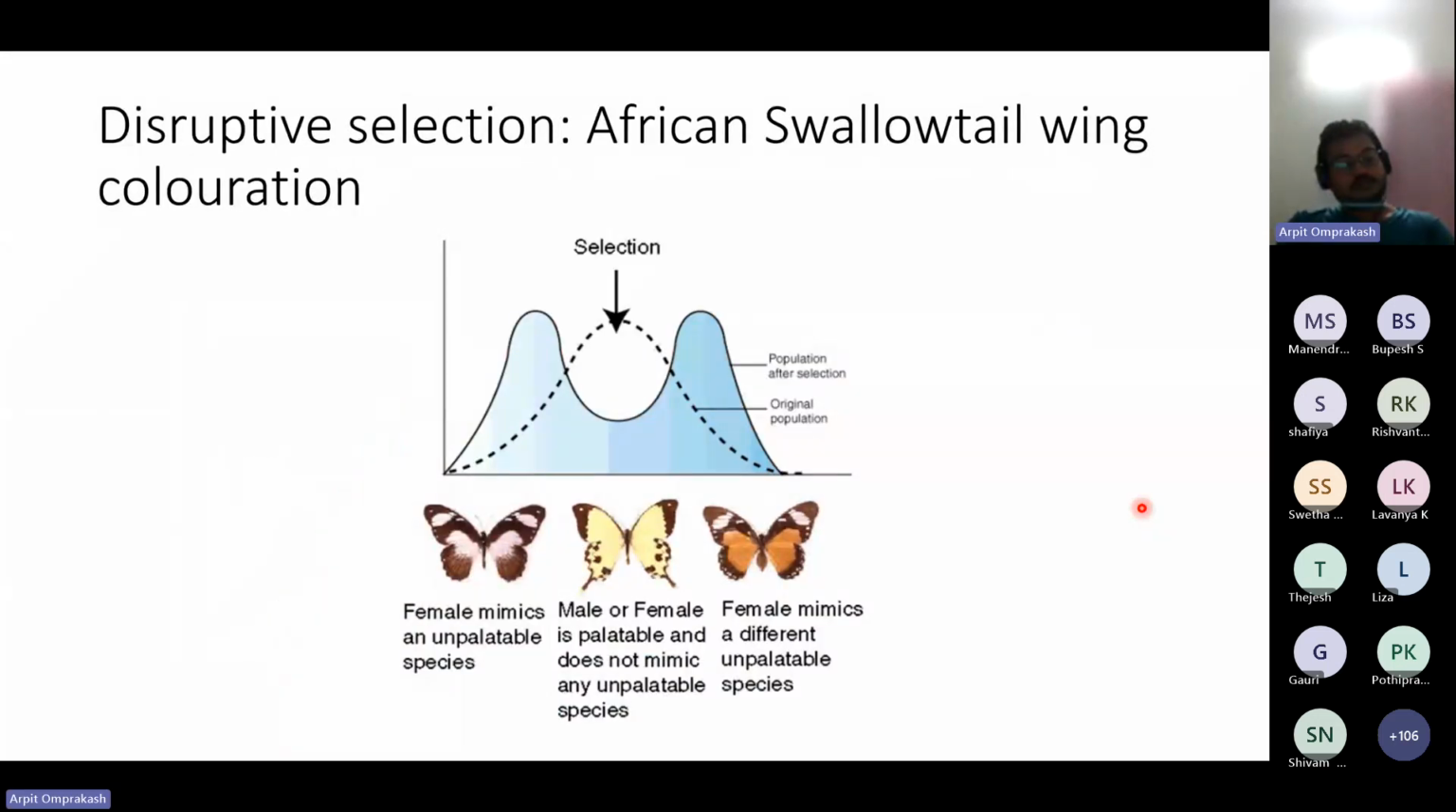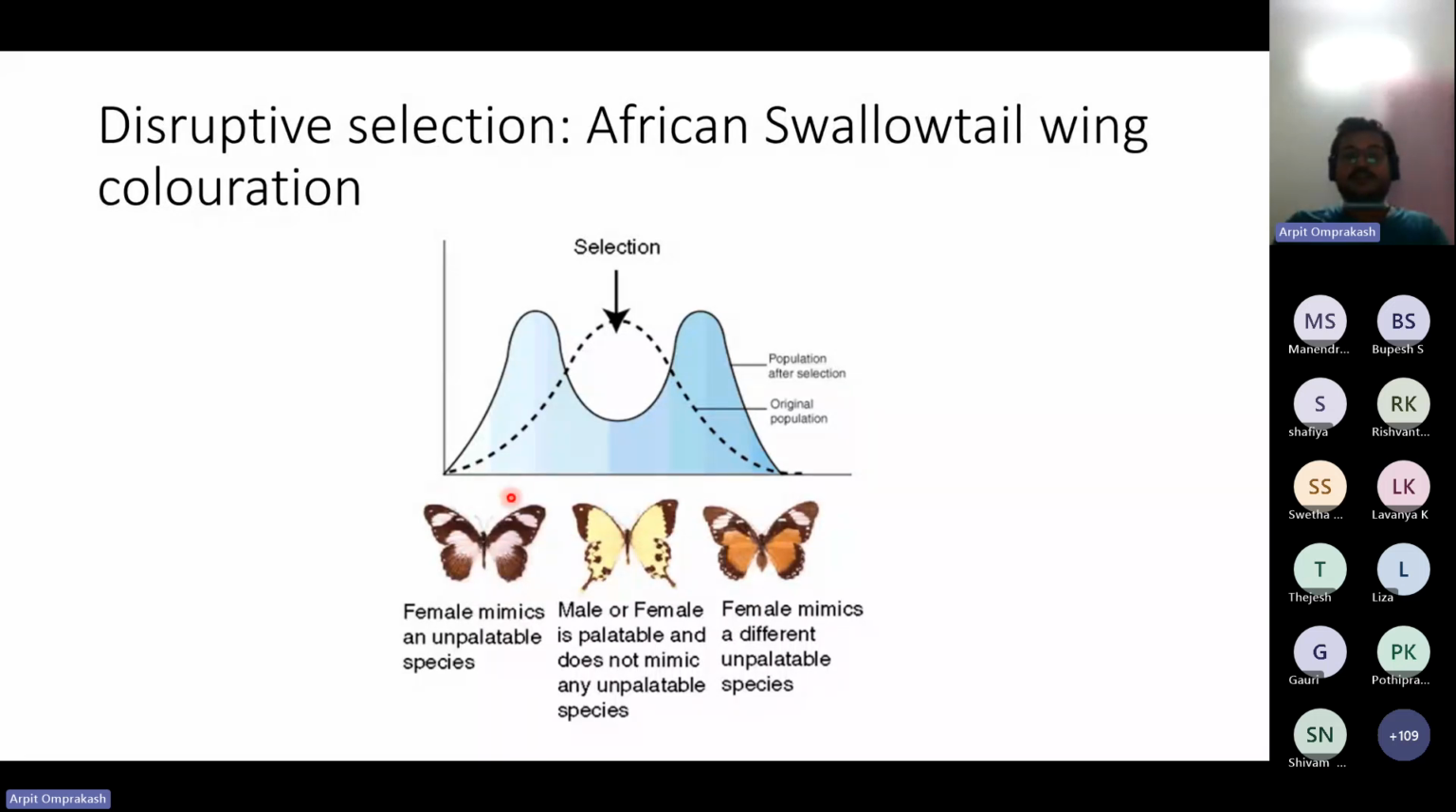The third example is for disruptive selection. This example comes from the Africa's swallowtail butterfly. Basically the original population distribution, let's say here is the color. Females of this species are found in many different colors. The median color is what the males and females are both found in. But here, due to selection, these different color morphs are more successful compared to the median morphs.